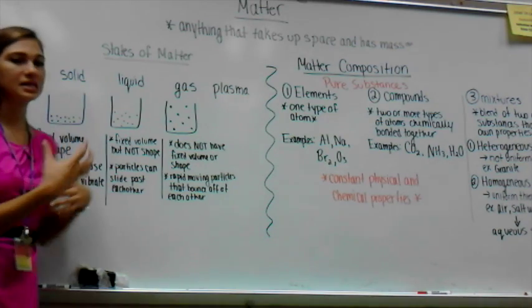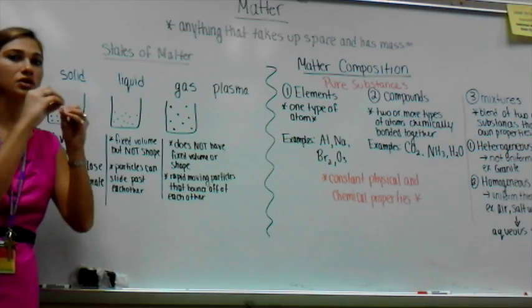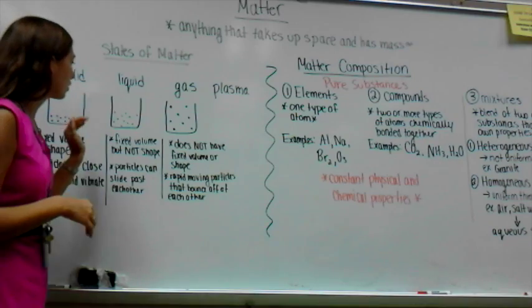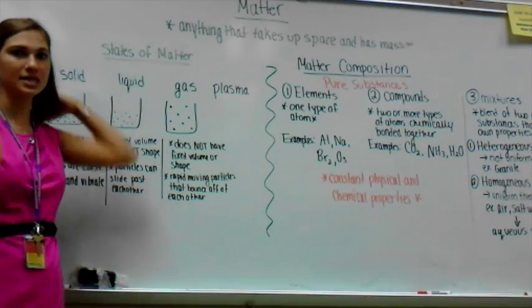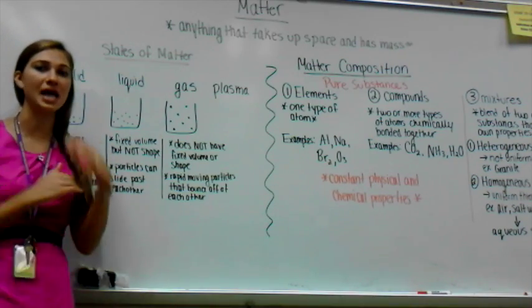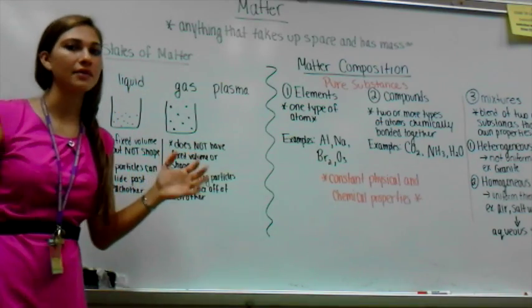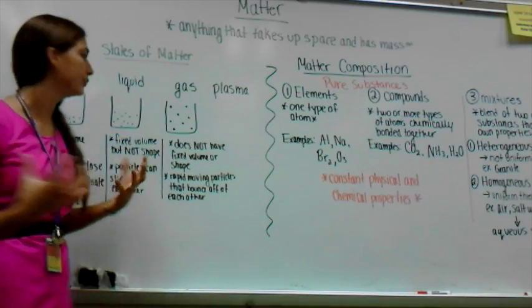Now, as you add some heat, our solid molecules are able to separate a little bit and they become a liquid. Now, our liquid still has a fixed volume, but the shape is not fixed anymore. It takes the shape of the container that it's in, and the particles can now slide past each other. Then as we get to gas, we're adding even more heat. The more heat you add to a substance, the quicker those molecules can move.